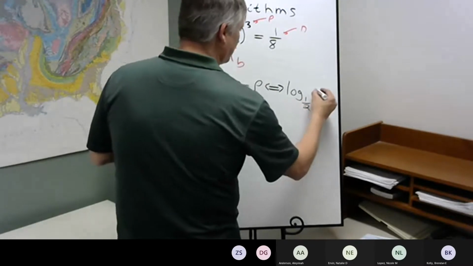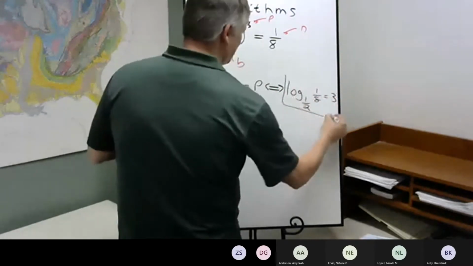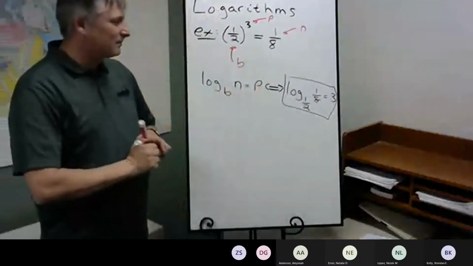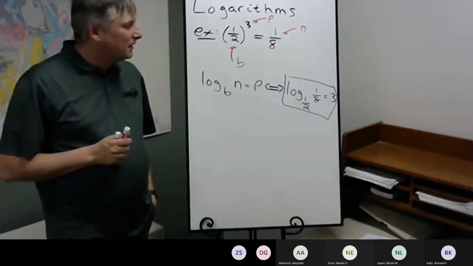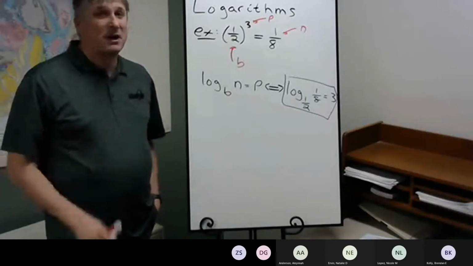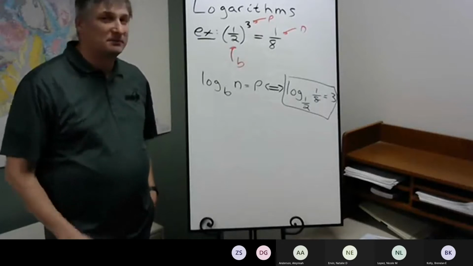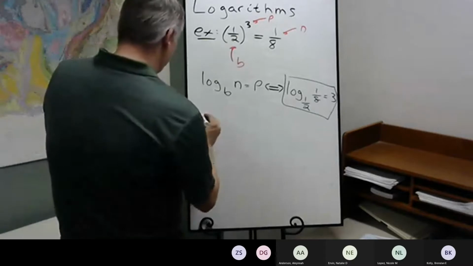So 1/2, 1/8, 3. So that's how we do our logarithm. Questions about that? All right. So again, something maybe not as complicated.